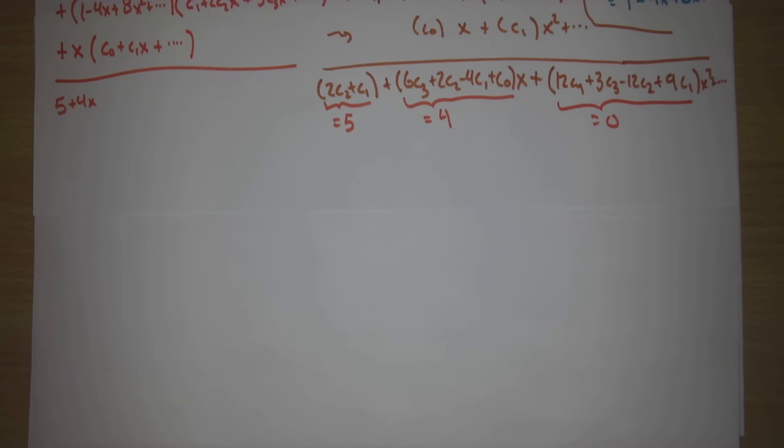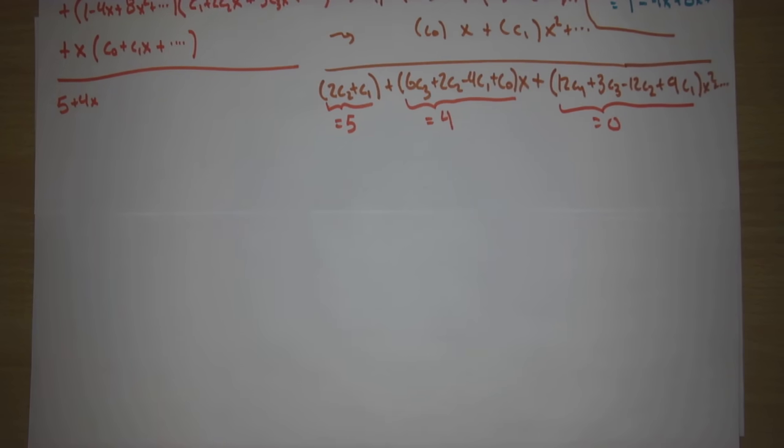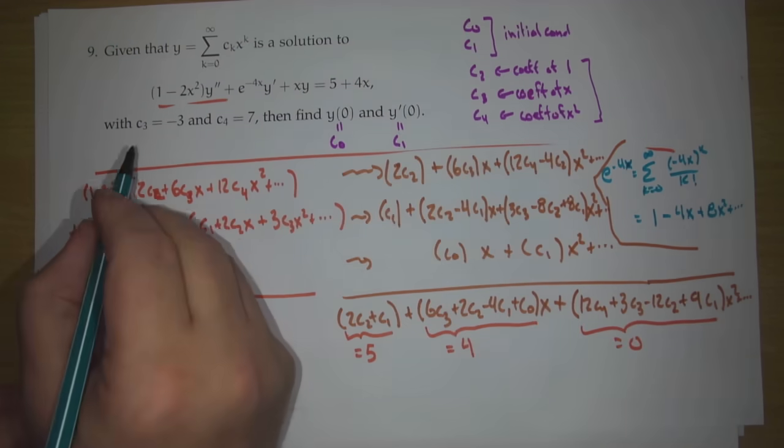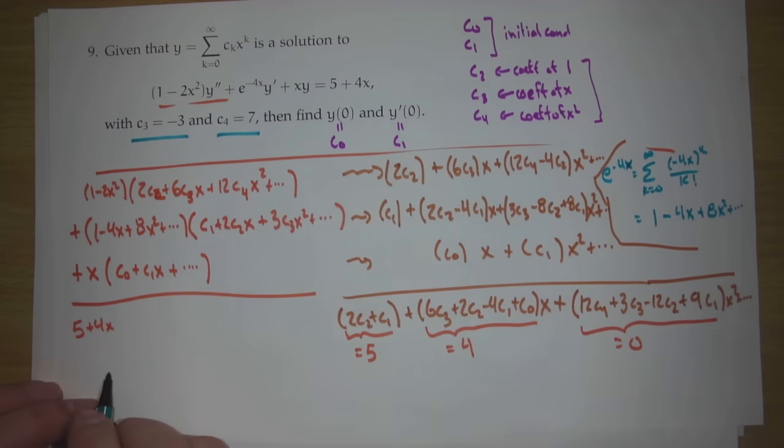All right. We do know a couple things. I just want to remind ourselves, we know c3 and we know c4. So c3 is negative 3, c4 is 7.